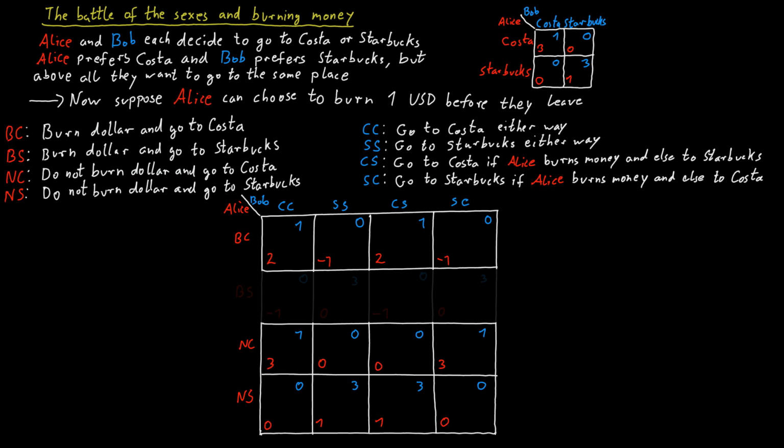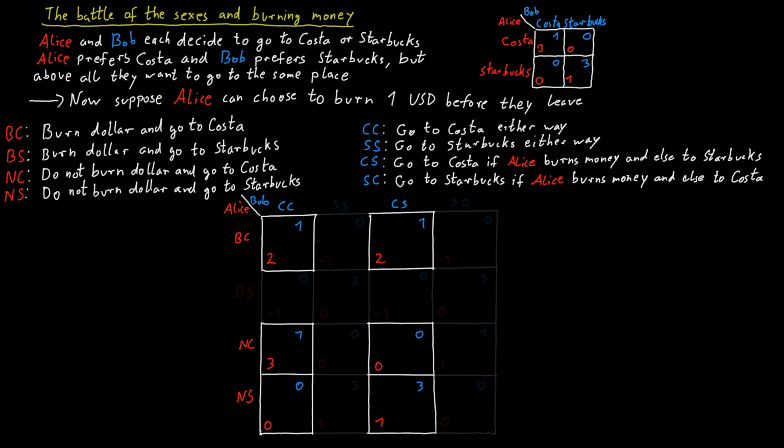And in addition to this, also strategy SC is weakly dominated by strategy CC. So let's actually cross out both. We cross out SS because it's weakly dominated by CS, and we cross out SC because it's weakly dominated by strategy CC. But now strategy BC dominates strategy NS. So we cross out NS. Then strategy CS is weakly dominated by strategy CC. So we cross out CS.